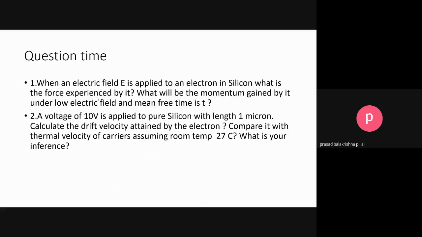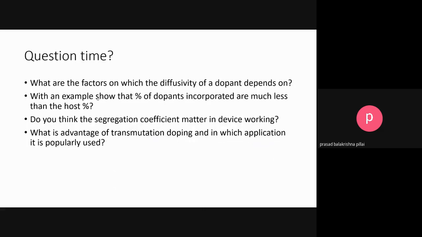Again, the electric field is given. You have to find out the velocity, and then compare it with the thermal velocity of the carriers. You can look into any book on semiconductors to find the thermal velocity, and then make the comparison between the drift velocity and the thermal velocity. I expect that you do this.